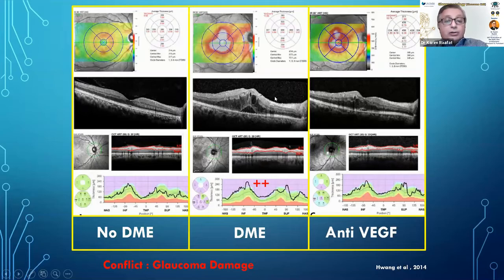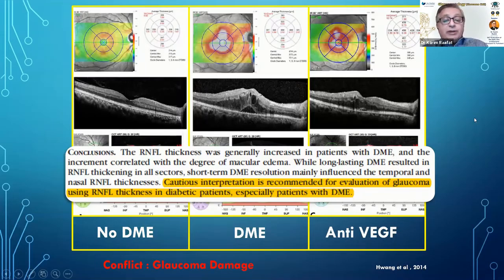layer. So it gives us a false sense of security that these nerve fiber layers are in the high range, but they are not. And remember, I always ask my patients if they are receiving anti-VEGF. This patient received 3 anti-VEGF injections, and then the edema subsides, and also the nerve fiber layer edema subsides. So it gives us a false reduction of the nerve fiber layer due to the anti-VEGF and not due to glaucoma progression. And always remember this very interesting paper that cautious interpretation is recommended for the evaluation of glaucoma by nerve fiber layer thickness in diabetic patients, especially with diabetic macular edema, and always remember this relation.